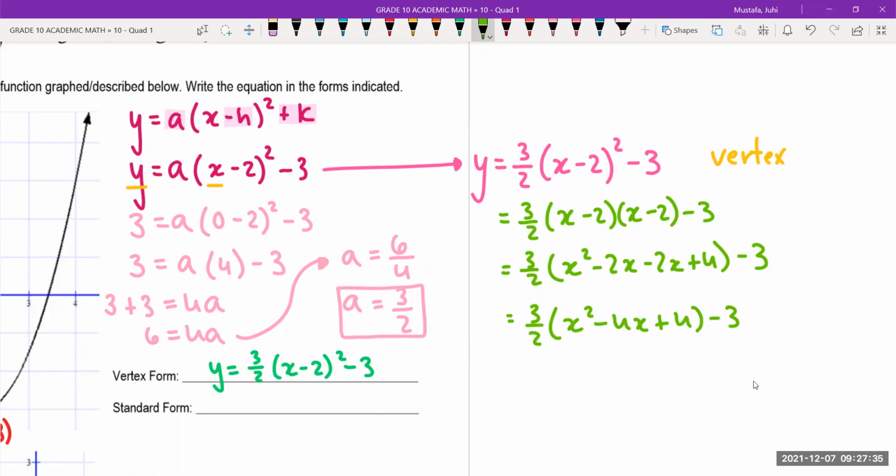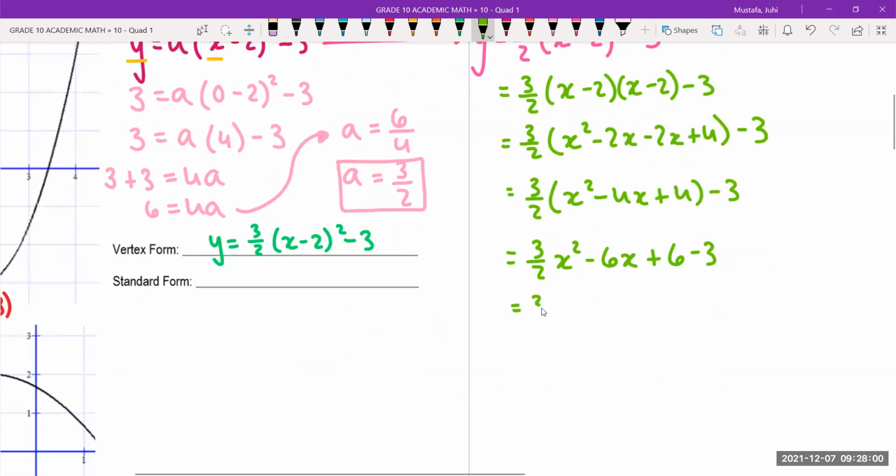And then what are you going to do? How do I get rid of those brackets? I'm going to distribute the 3 over 2. So I'm going to get 3 over 2 x squared. This will become negative 12 over 2, which is negative 6x. This will become 12 over 2, which is positive 6, minus 3. And then to end it off, it's just going to be 3 over 2 x squared minus 6x plus 3.